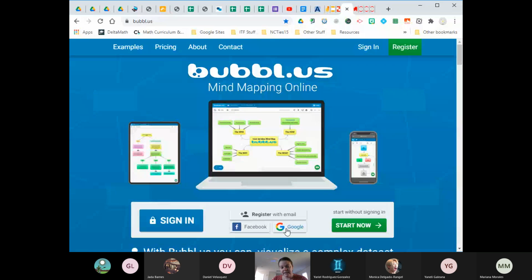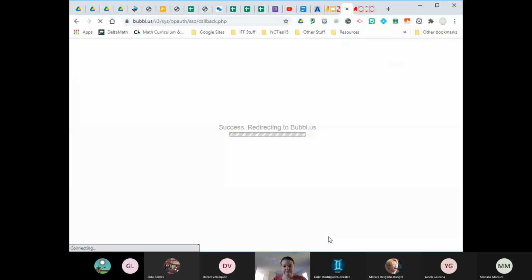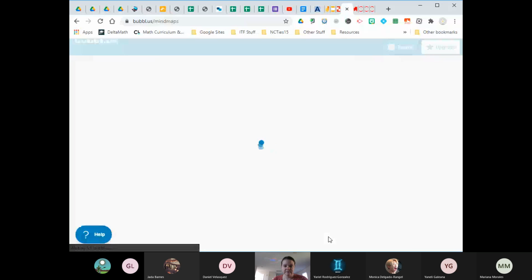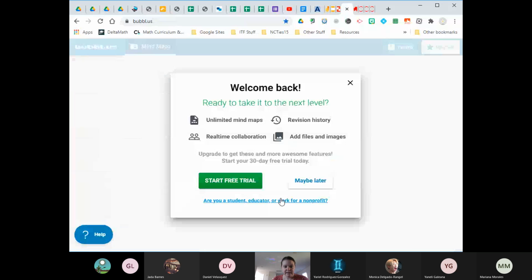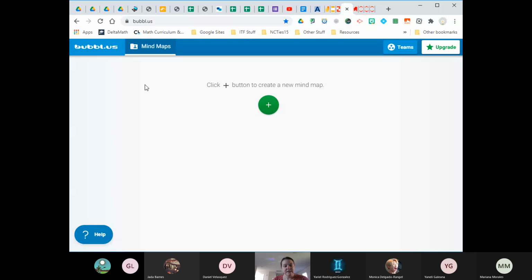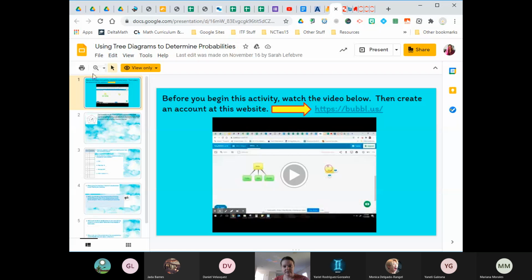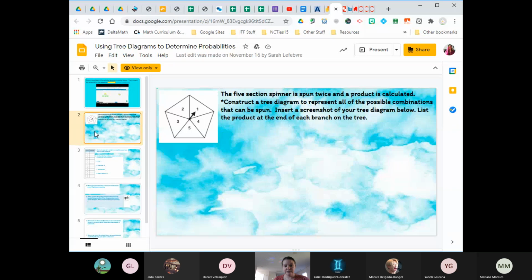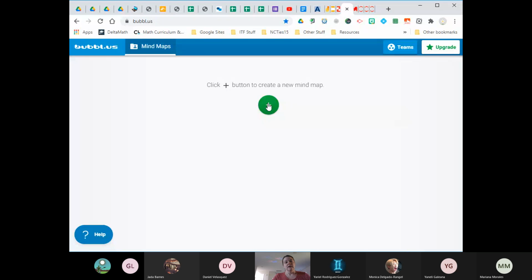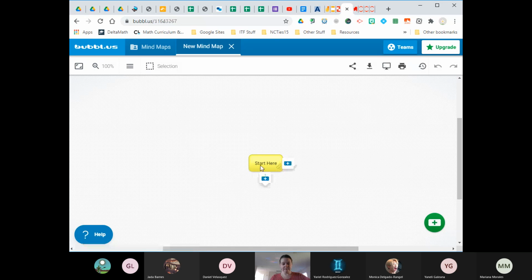So the first thing you want to do is sign up, and if you click on this Google button, it'll just go straight through your Google account. And we're going to close that. All right, so if you are asked, like on this assignment you're doing today, to make a tree diagram in Bubble.us, you are going to click the plus sign to start a new one. And this is going to be your starting point.